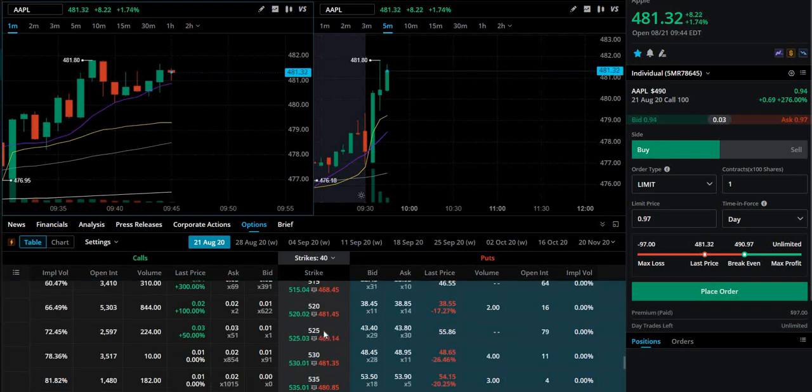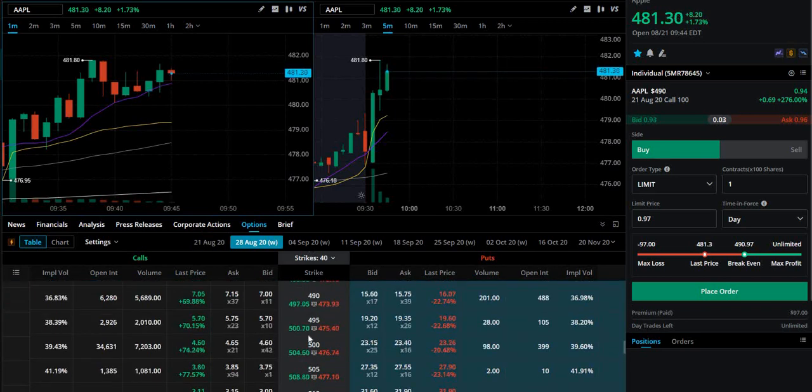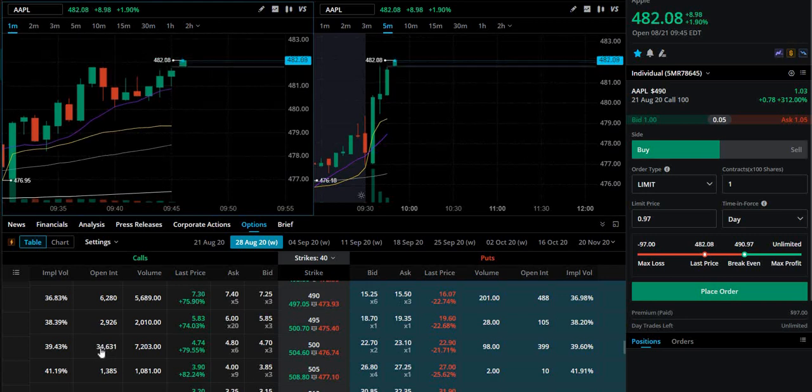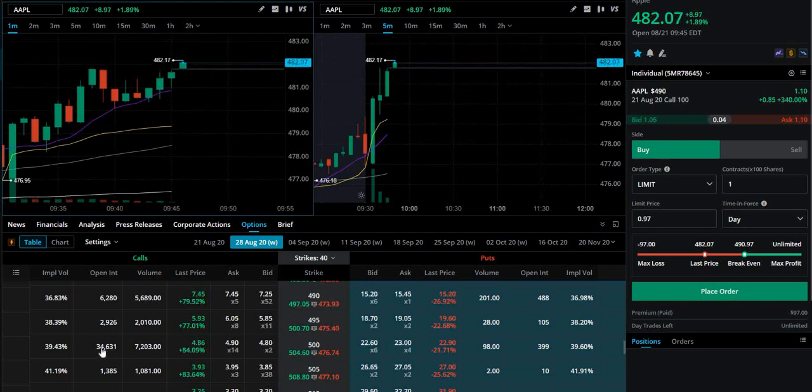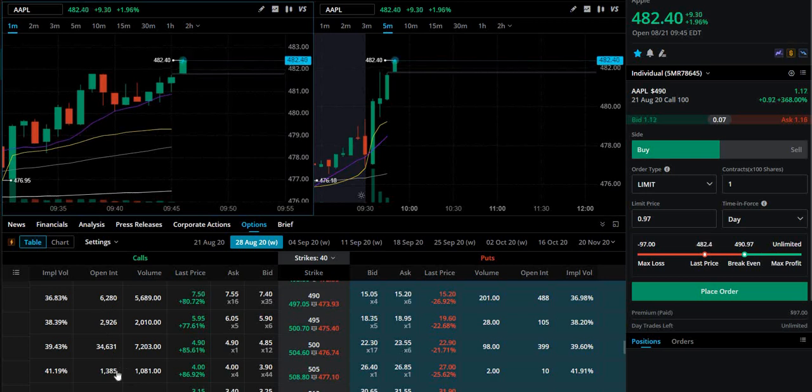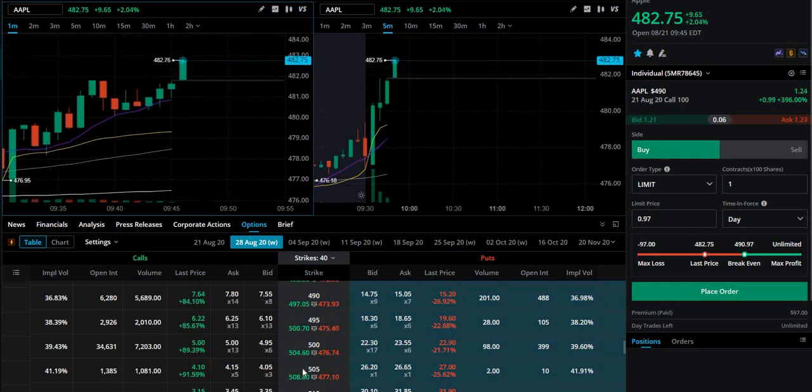But look at the $500 call for August 28th. Look at the volume on this. $500 call for August 28th. 7,203. Look at the open, all the orders, 34,000. Look at the numbers around it. Because people are expecting $500 by the end of the month. Man, look at these pushes. Pushes up.